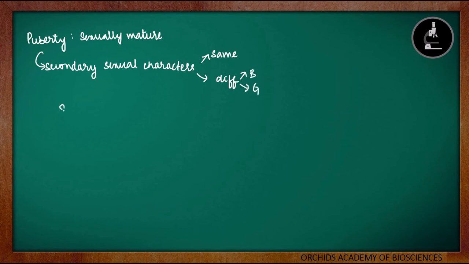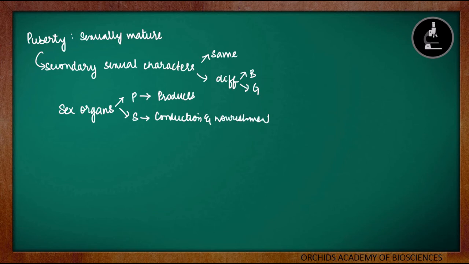After discussing the secondary sexual characters, we discussed the sex organs. In sex organs, we saw they are majorly primary and secondary sex organs. The primary sex organs produce the gametes, whereas the secondary sex organs are responsible for the conduction and nourishment of the gametes. So after discussing the sex organs, we discussed the male and the female reproductive system.